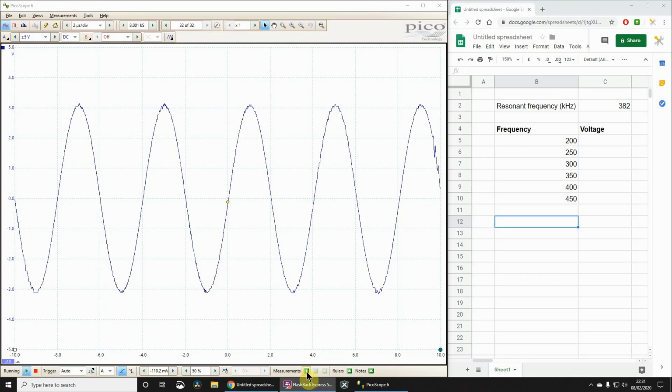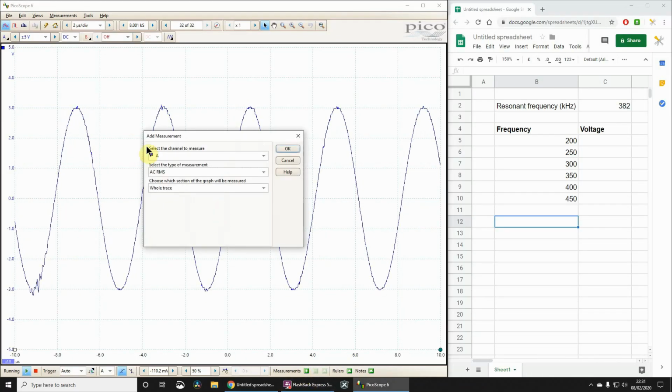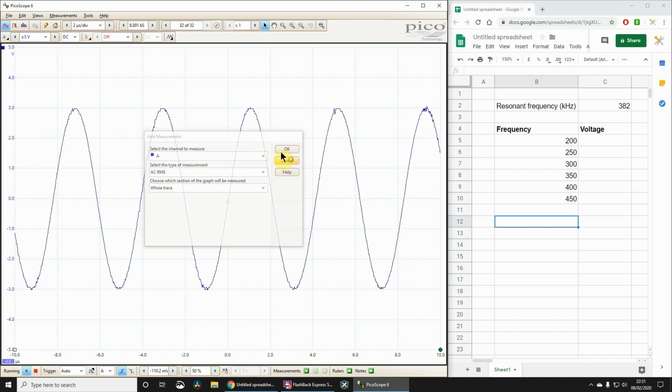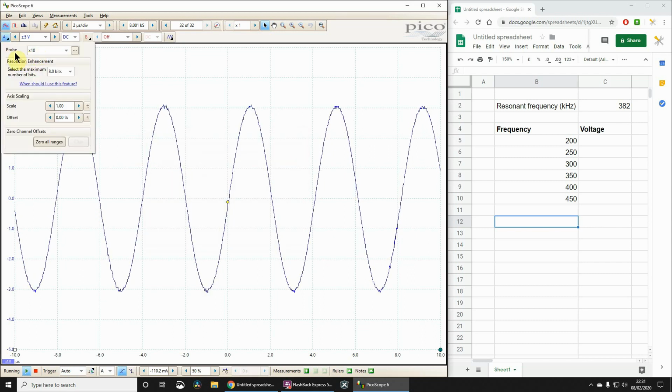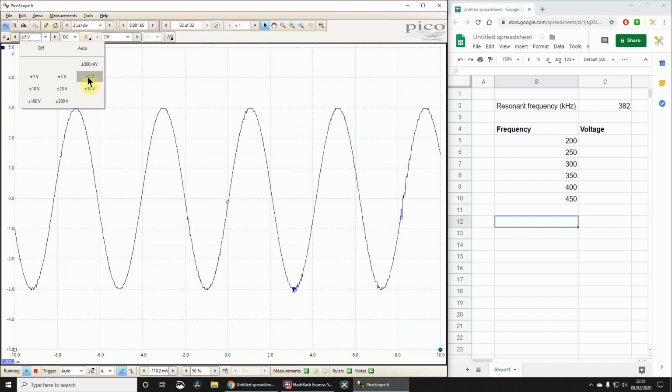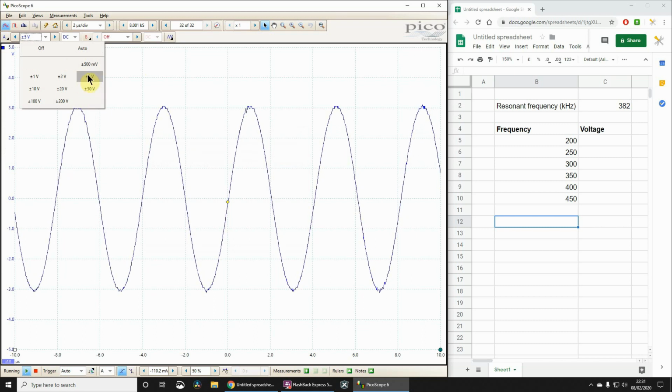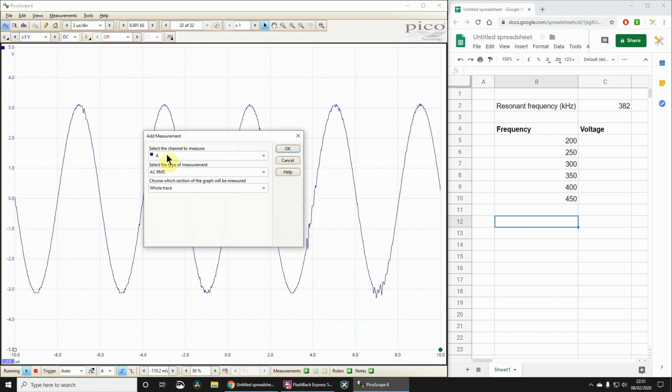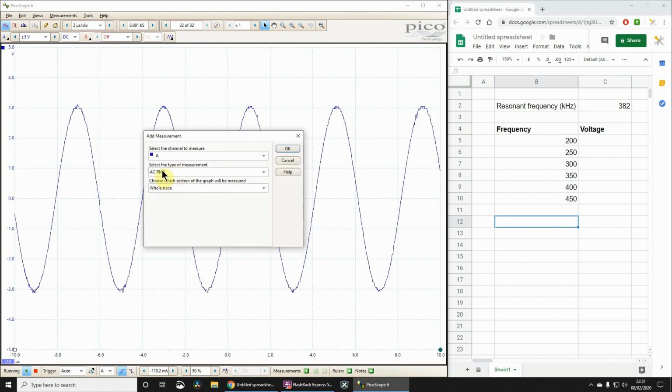Now, what I would suggest we do is we click this thing here, channel A, that's what I'm connected to. Oh, by the way, let's just quickly check. Yeah, the probe is set to times 10. I set the vertical scale to a fixed value because I don't want it to auto range. Let's go to measurements. Channel A, I want to measure AC RMS because I want to measure voltage.